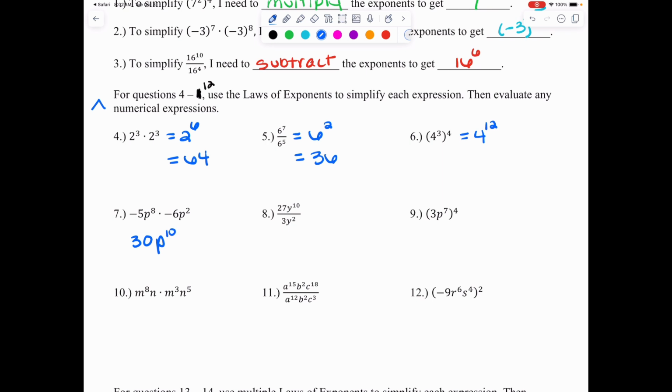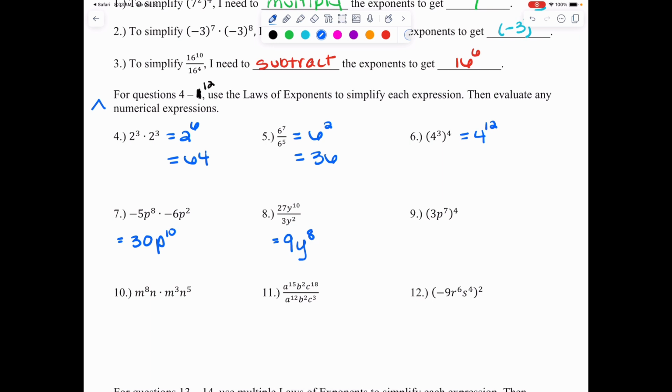In number 8, we still have coefficients. We have a 27 and a 3, but this time we are dividing. So the numbers should be divided the way they always are divided. 27 divided by 3 is 9. Then we are going to keep our base, which is y. Because we are dividing, we are going to subtract our exponents. 10 take away 2 would be y to the 8th.